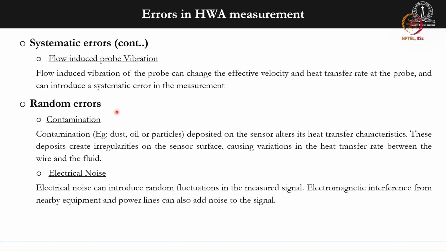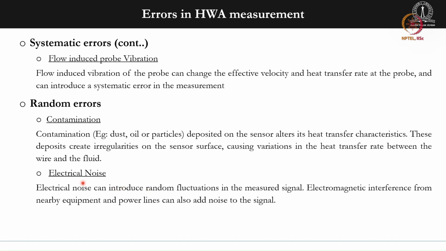Now let us look into the most common sources of random errors. Contamination is the most common source. The probe can have contaminations due to dust, oil particles, or any other particulate matter. These depositions change the heat transfer rate at the probe locally, and therefore the measurements that we get will also be inaccurate. And since these depositions are random in nature, the error that they introduce is also random in nature.